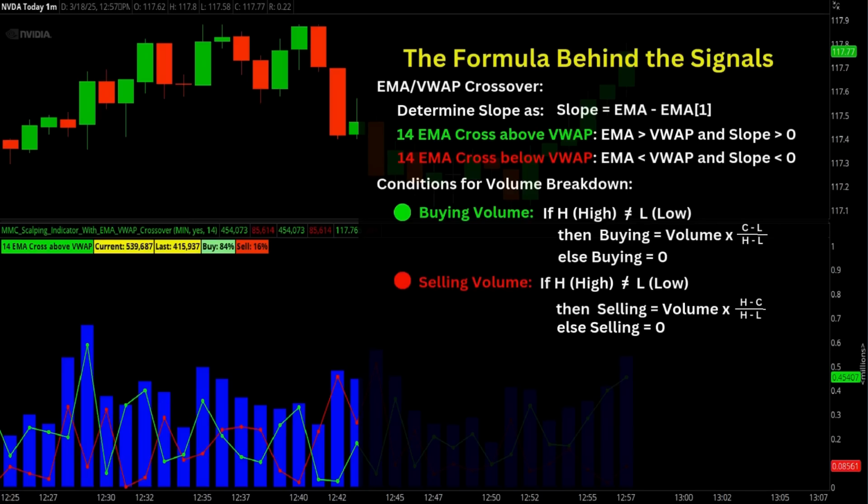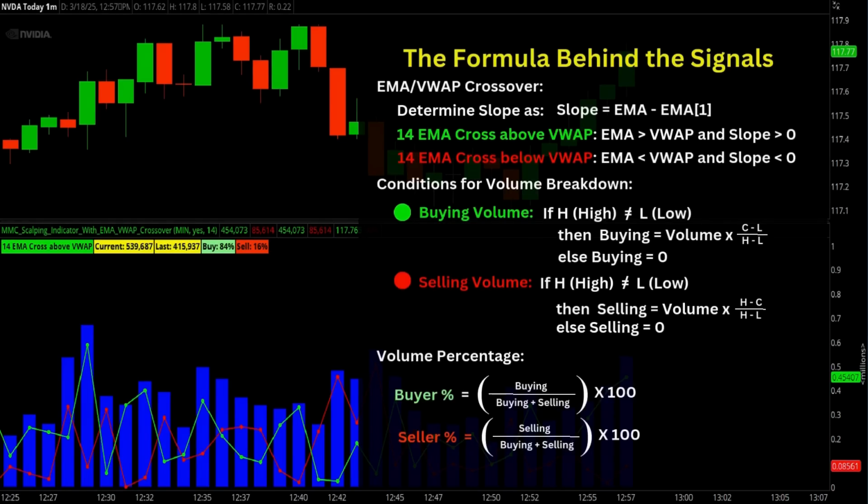In the histogram, each bar's volume is split based on price position. If the close of the candle's price is near the high, buyers were stronger. If it's near the low, sellers were stronger. We then calculate the percentage of volume attributed to the buyers versus the sellers, giving you a precise read on who's dominating the price movement in each candle.